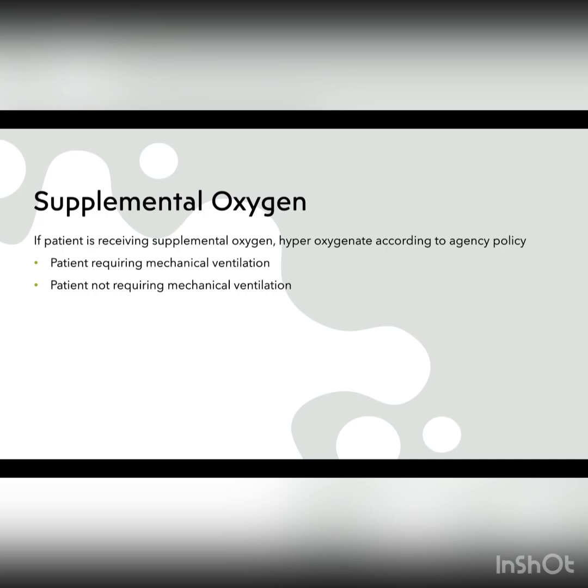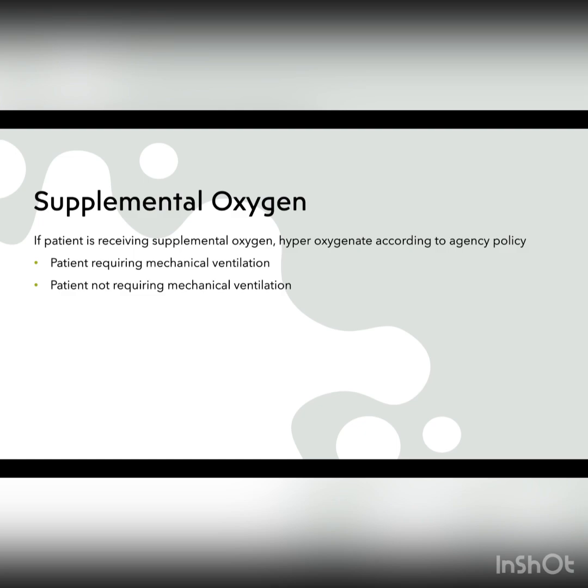If the patient is receiving supplemental oxygen, hyperoxygenate according to agency policy. For patients requiring mechanical ventilation, press the 100% O2 button on the ventilator or attach the resuscitation bag to the endotracheal tube or tracheostomy tube and manually hyperoxygenate the patient according to agency policy. Remove the resuscitation bag and place it next to the patient when finished.